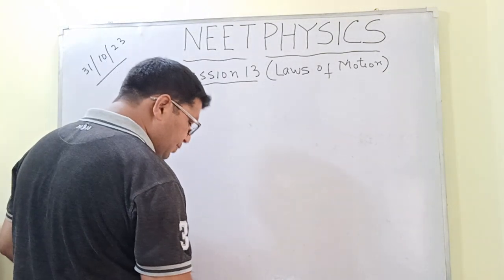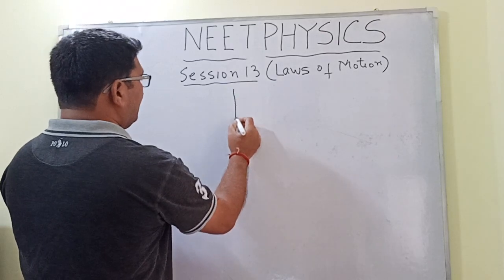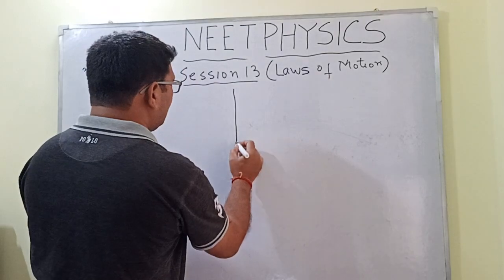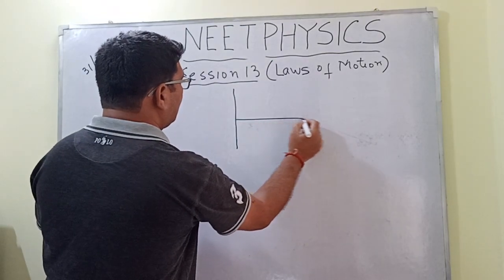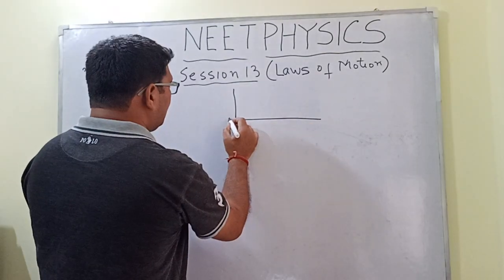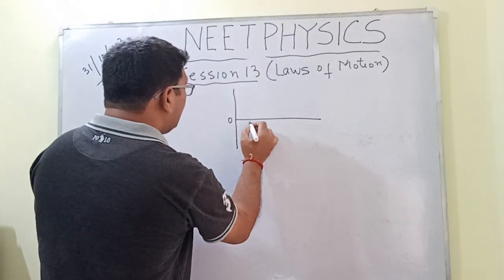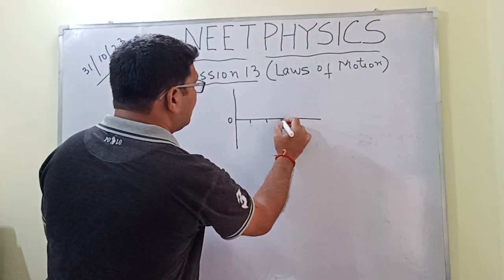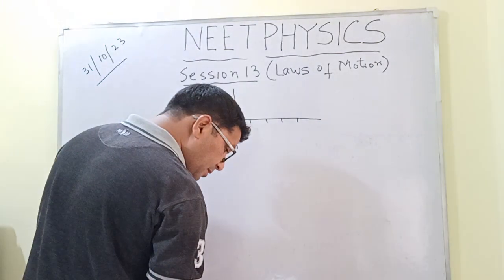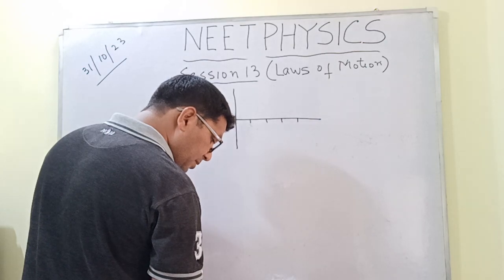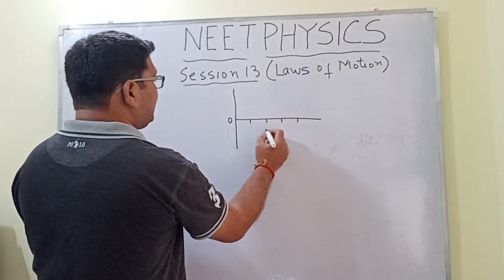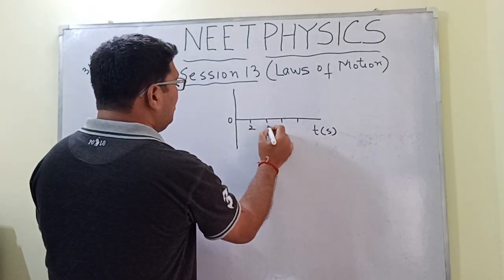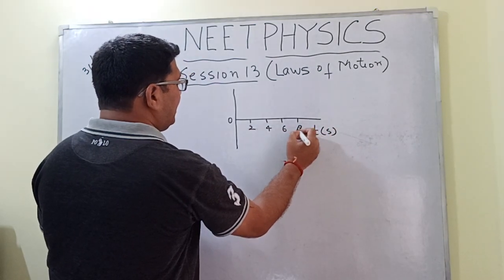So in this question they have given us a force time graph. It is like this. This is the point 0, 2, 4, 6, 8. And this is the time in seconds. This is 2, 4, 6 and 8.